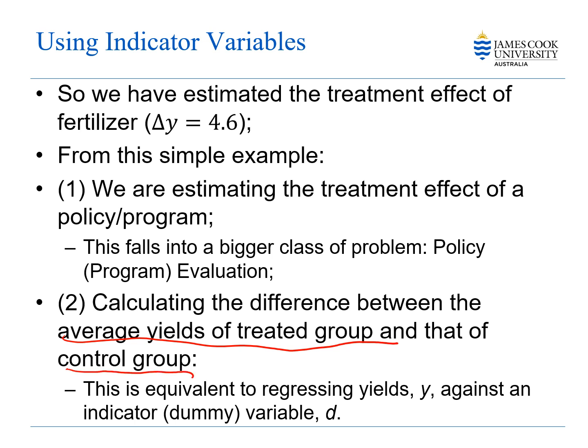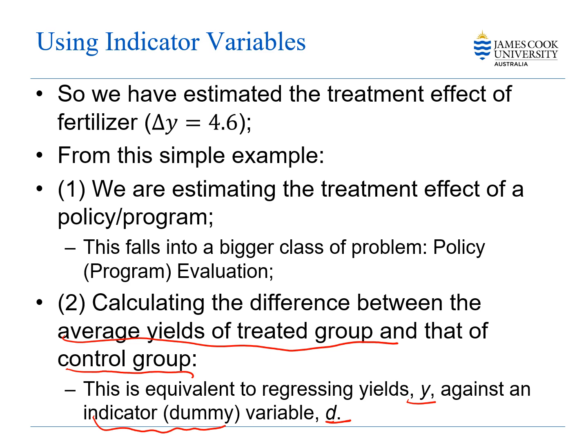And doing so, we can cast this process into the regression model that we are now familiar with. So this is equivalent to regressing the yield y against an explanatory variable d, which is an indicator variable that only takes two values, 0 and 1. If it is 0, no fertilizer applied. If it is 1, fertilizer applied.